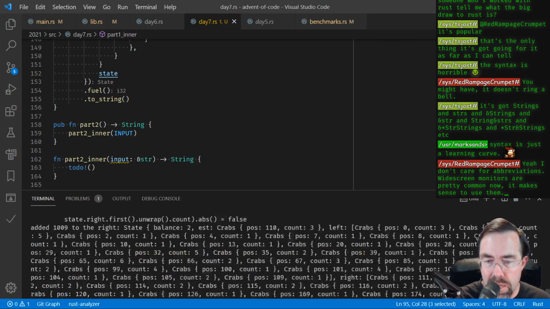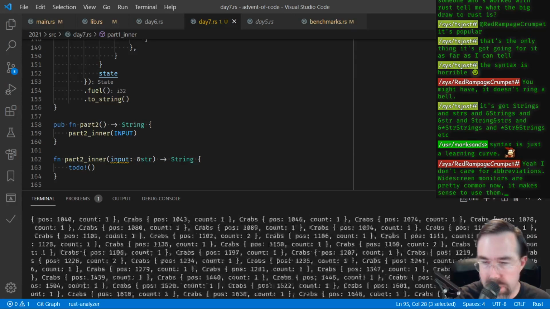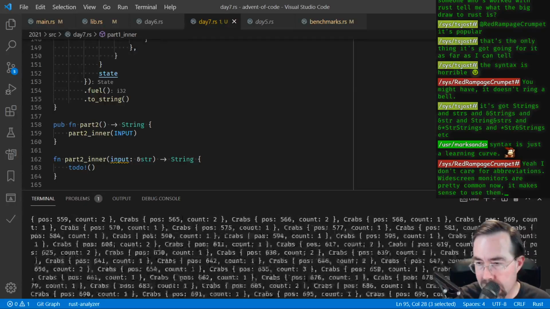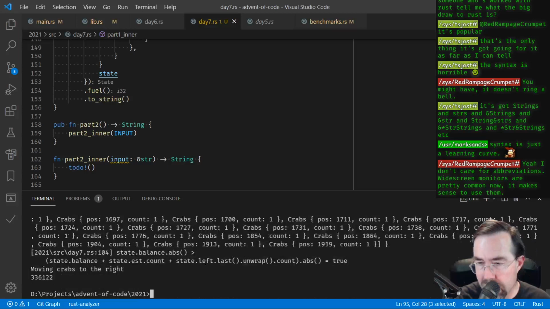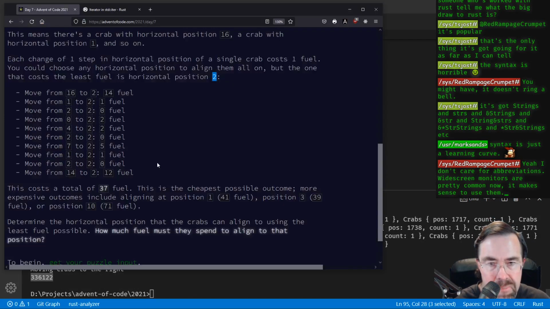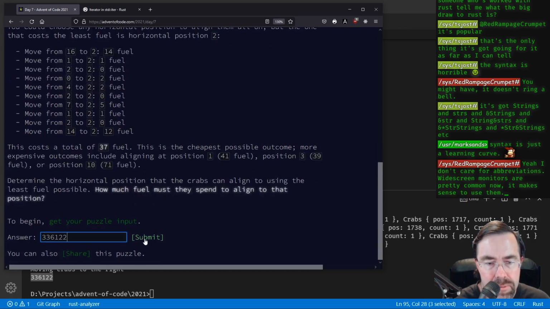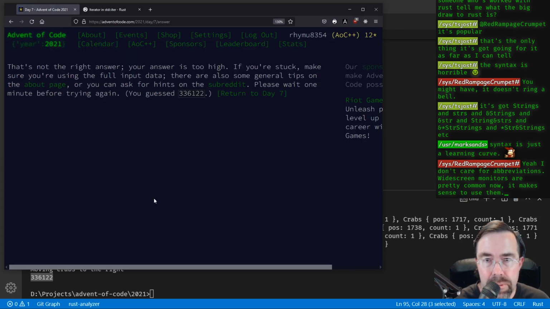7.1. The debugging is going to kill me, isn't it? Should I just turn off the debugging for now? Yeah. Oh, anyway, it got an answer. Should I try and see if I got it? Nope, I messed up. It's too high.